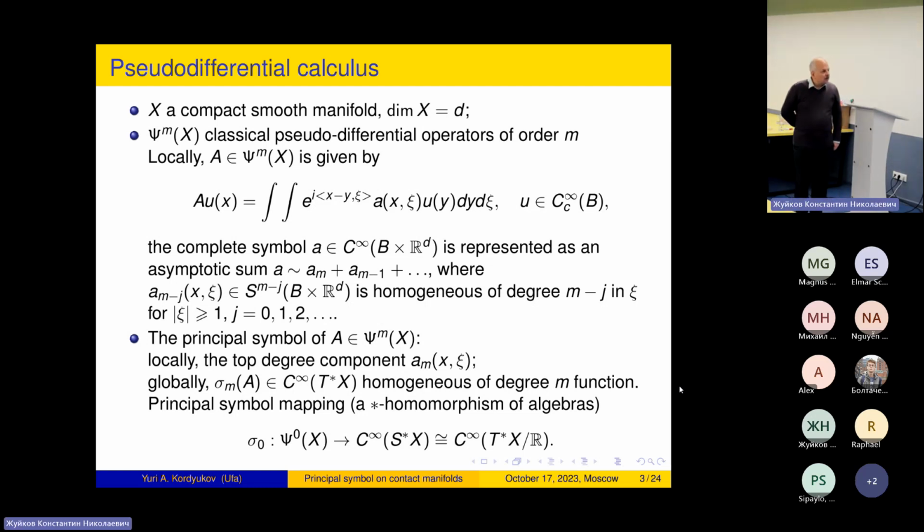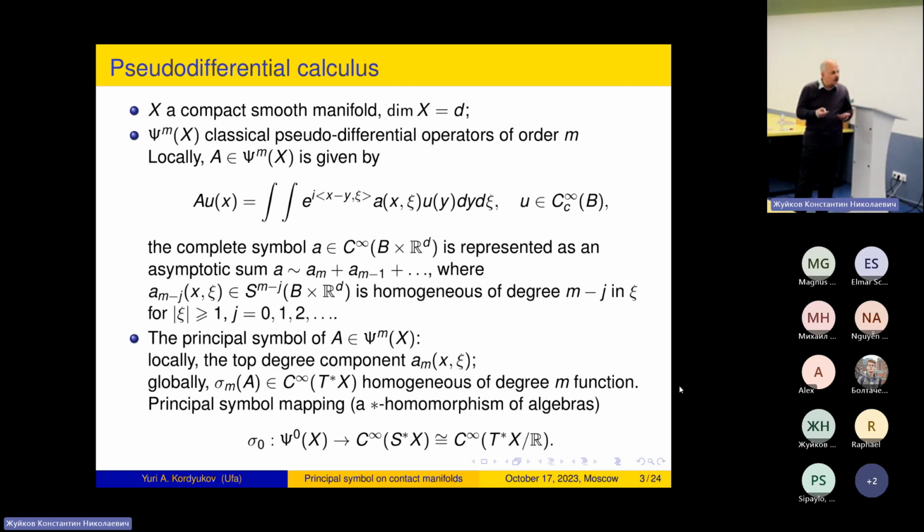And locally, this is a function on the cotangent bundle of the manifold, which is homogeneous of degree m with respect to the natural action of the multiplicative group of reals in the fibers of the cotangent bundle. And we have a principal symbol mapping, just a star homomorphism of these algebras. And on the right-hand side, the codomain of this principal symbol mapping is just functions.